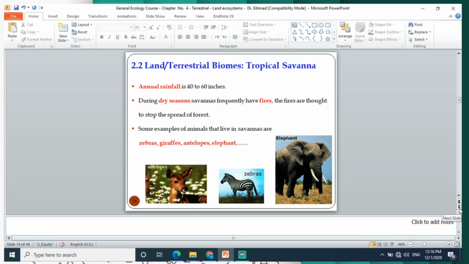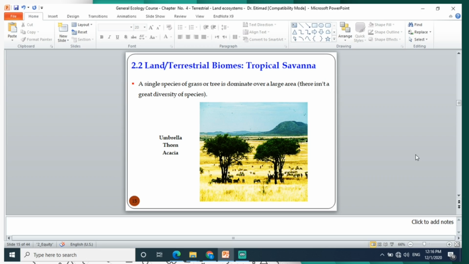Some examples of the animals that live in the savanna are mammals like the elephant, and also some herbivores like zebra and gazelle, and so there are also some animals that are adapted to live where grass and trees are present. A single species of grass or trees usually dominates over a large area, like here in this tropical savanna in Kenya. It has the umbrella thorn acacia tree.